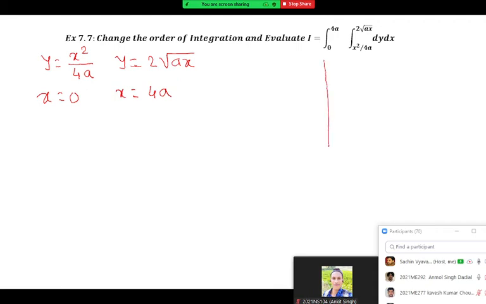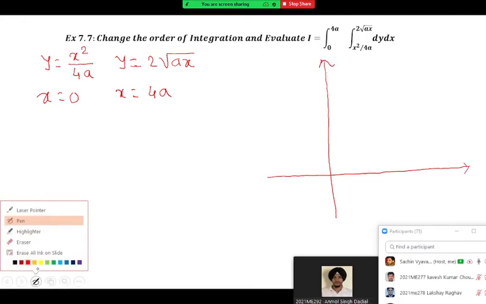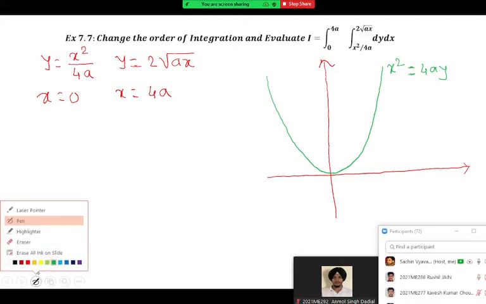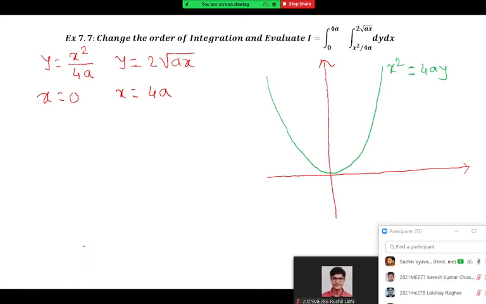Just we have to draw these curves. The first one, y equal to x square by 4a, is an upward parabola. Even power of x indicates the symmetry is about the y axis. Actually, it is x square equal to 4ay. Then y equal to 2 root ax is a right hand parabola. Actually, it is y square equal to 4ax.